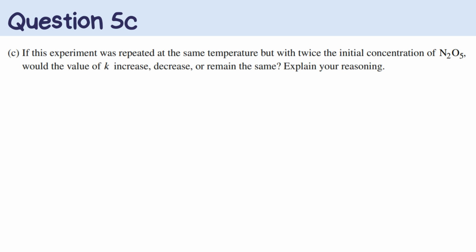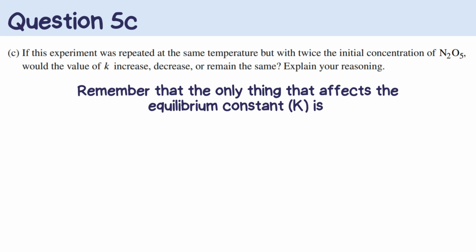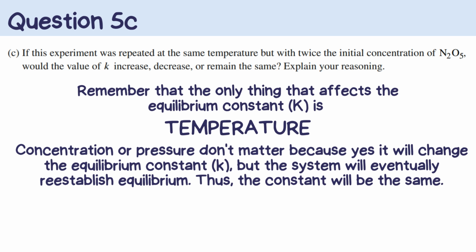Now, the last part, part 5c, asks us to determine what will happen to k if we add more concentration, assuming there's no change in temperature. This is a really interesting concept because remember that the only thing that affects the equilibrium constant is temperature. Why is that? Concentration or pressure doesn't matter because even though it temporarily changes things, the system will eventually reestablish equilibrium by shifting forward or reverse to compensate for that change.